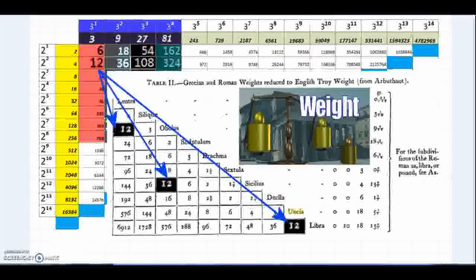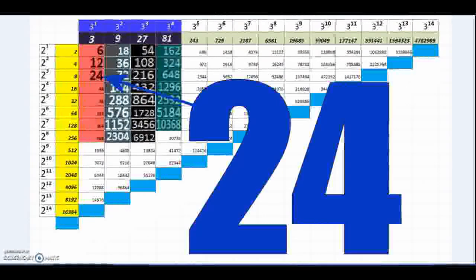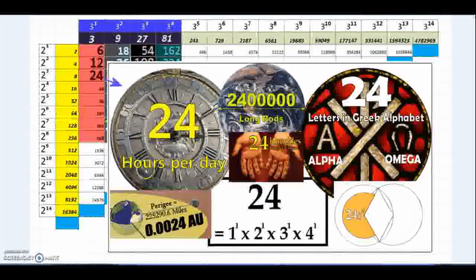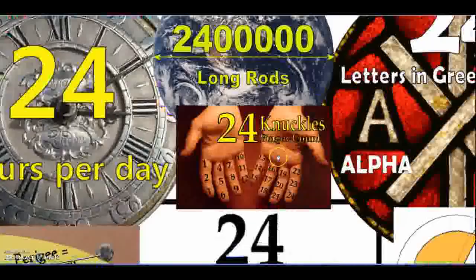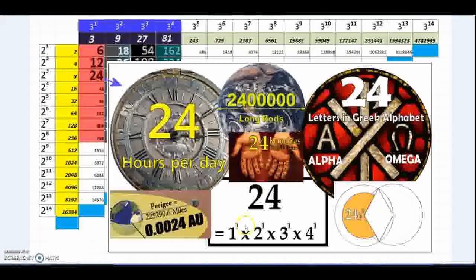But that's something else. Weights, once more, especially the Greek and Roman weights, reduced to the English troy weight. And we see how that comes on. Now, that's a big story in itself. But okay, 24 hours per day, long rods, describes the equatorial diameter of the Earth. Alpha to Omega, 24 letters, the Greek alphabet, 24 knuckles in finger counting. Again, 24 is 1 times 2 times 3 times 4.